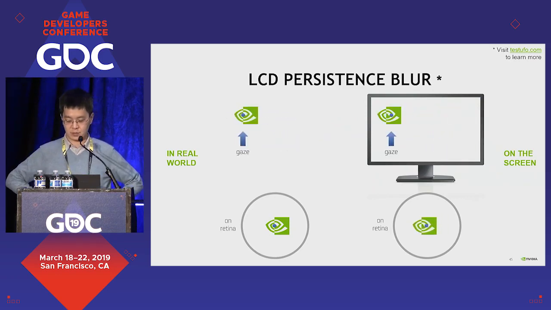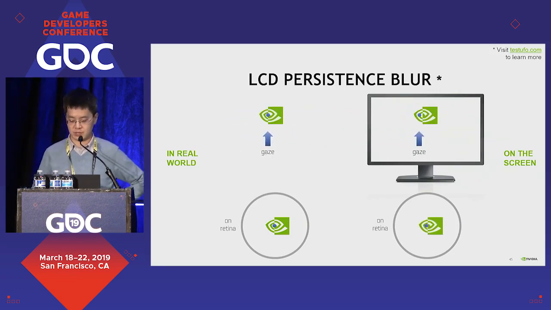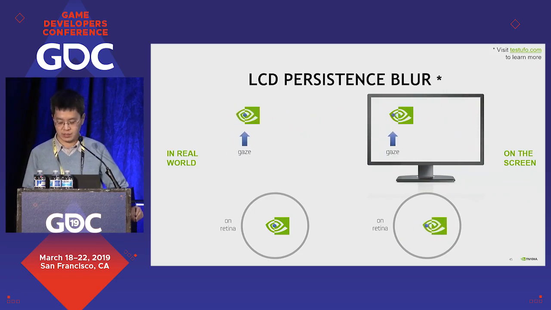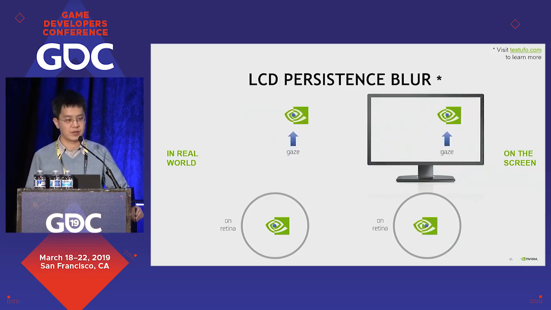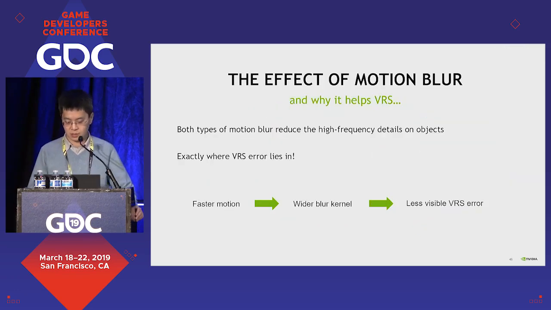The effect is visible on both 60 Hz and 120 Hz displays. There's a website called testufo.com that has a real-time demo of this effect that you can check out. And we know that both types of motion blur can reduce the high-frequency details on objects, which is exactly where the VRS error lies. So the faster motion we have, the wider motion blur we'll get, and the less VRS error we'll see, which means we can lower the shading rate more aggressively.